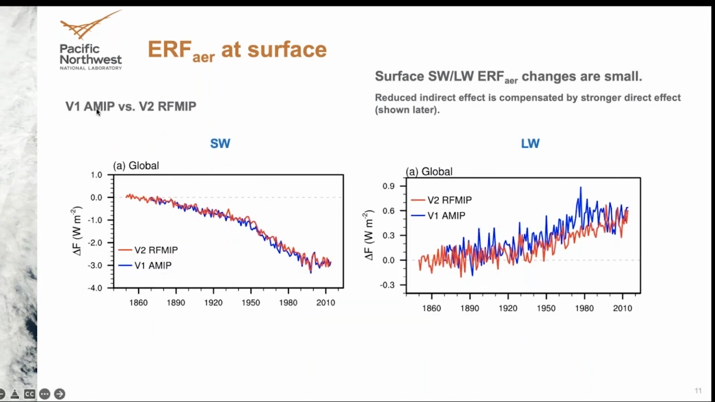Again, if we compare V1 and V2, using the AMIP simulation and the RF free running simulation, we again can see that the surface forcing for the short wave component and for the long wave component, those changes are pretty small compared to the forcing changes at TOA.